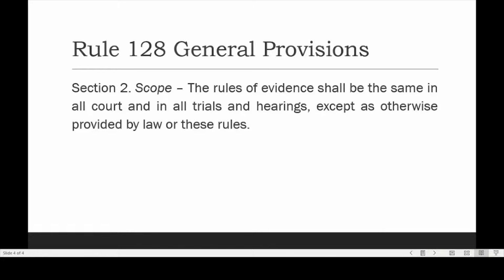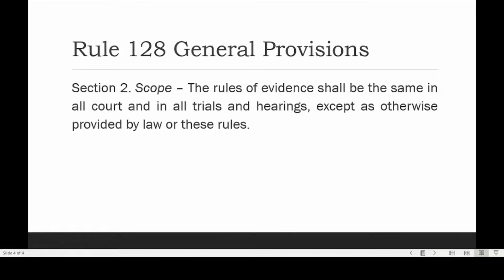Now let us proceed to section 2 on the scope of our revised rules on evidence. The rules of evidence shall be the same in all courts and in all trials and hearings except as otherwise provided by law or these rules.